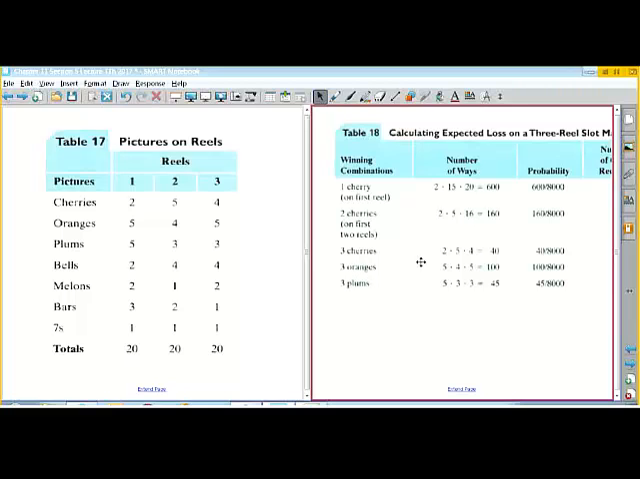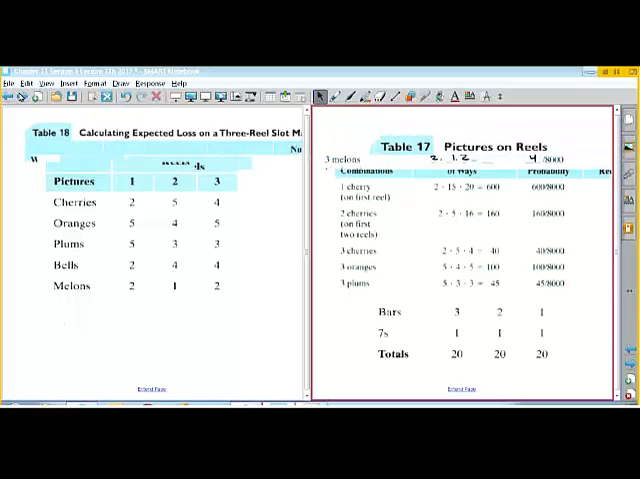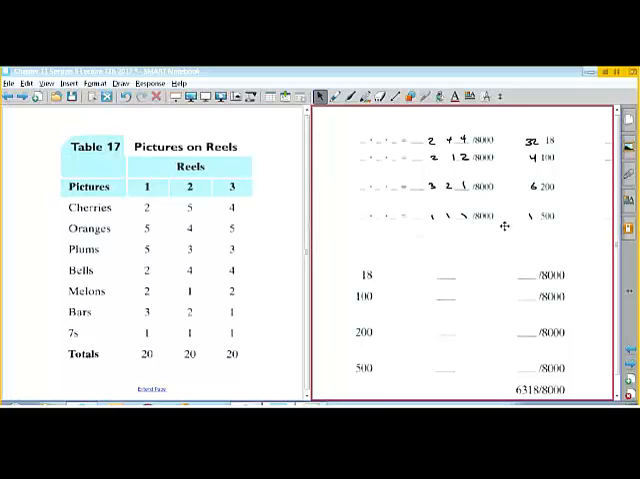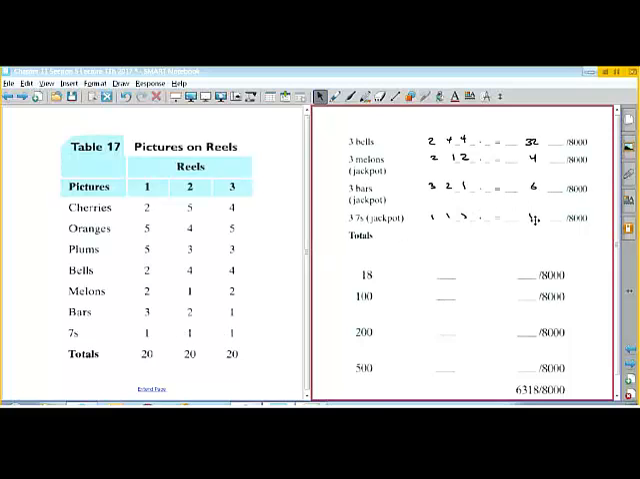You've got 3 cherries, 3 oranges, 3 plums. Again, we have 2 times 5 times 4 gives you the total number of arrangements that have 3 cherries. And you can do that with all the other winning combinations. 3 bells, 3 melons, 3 bars, and 3 sevens are the jackpots. These have the lowest probability. You get 500 coins back if you get 3 sevens, which is the least likely thing to happen. So it's 1 out of 8,000. This is 32 out of 8,000.